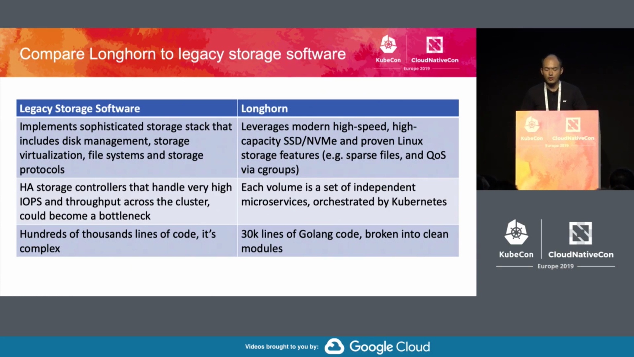The approach we take with Longhorn is different. We leverage modern high-speed, high-capacity SSD and NVMe, and we use proven Linux storage features like sparse file and cgroups. Each volume in Longhorn is a set of independent microservices, and we utilize Kubernetes and other existing technology to orchestrate that. That reduces the complexity in Longhorn itself. In the end, Longhorn currently only has about 30,000 lines of code. We're writing mostly in Go, broken into clear pieces. You can easily read the code, understand it, and work with it. So in the end, Longhorn is a microservice-based, Kubernetes-based storage solution.